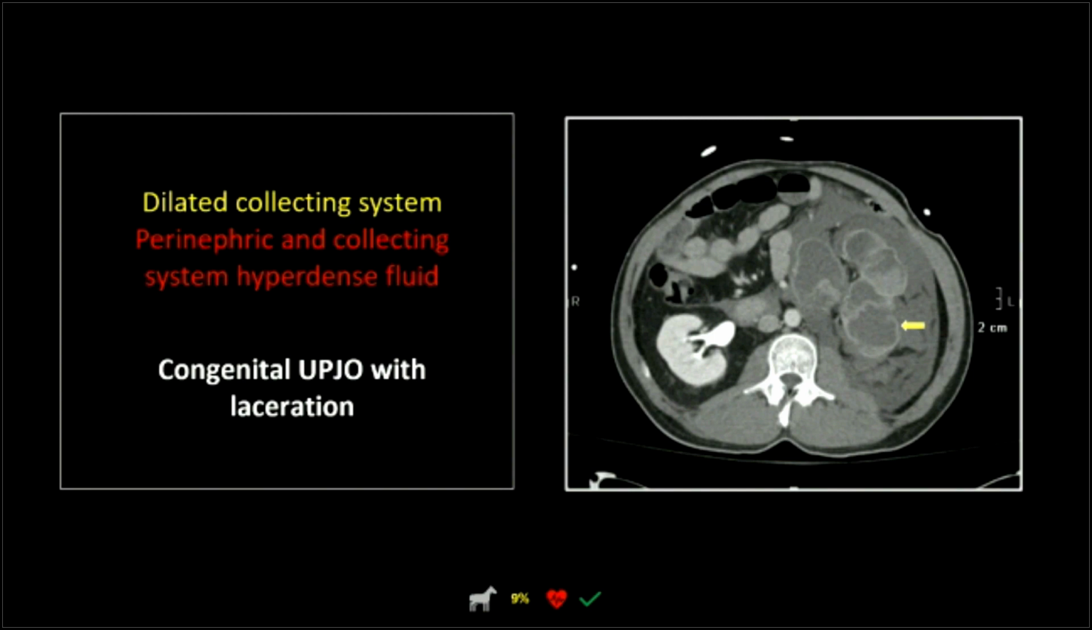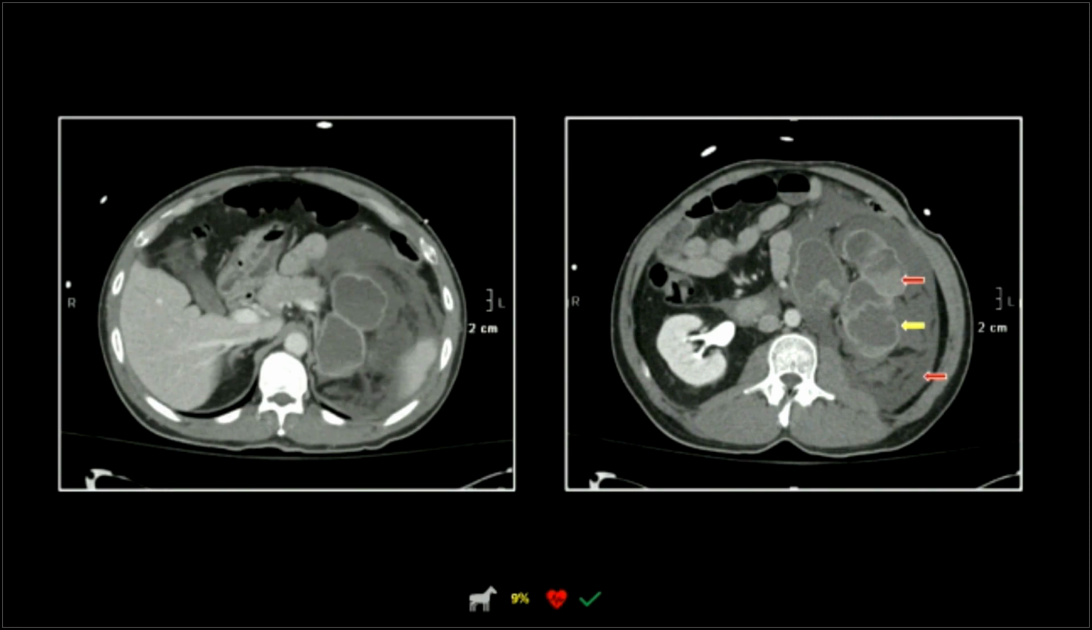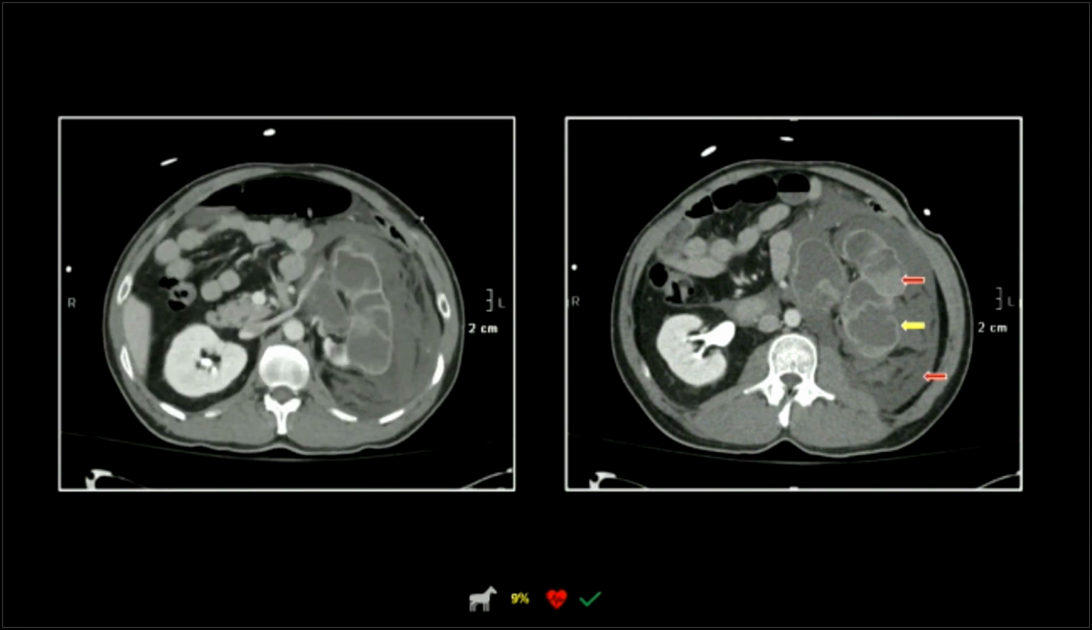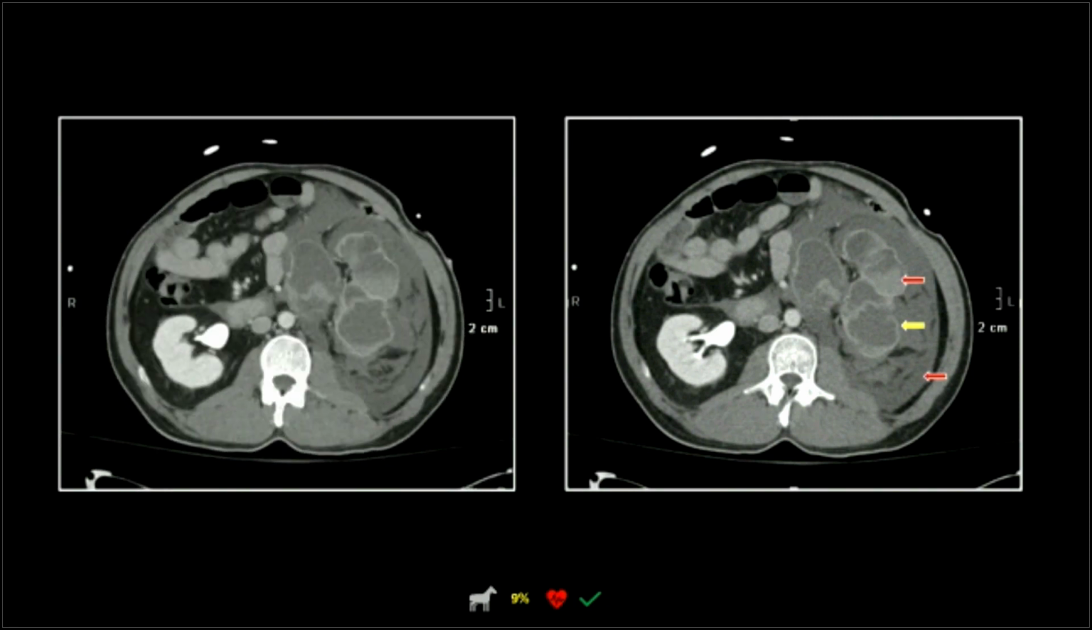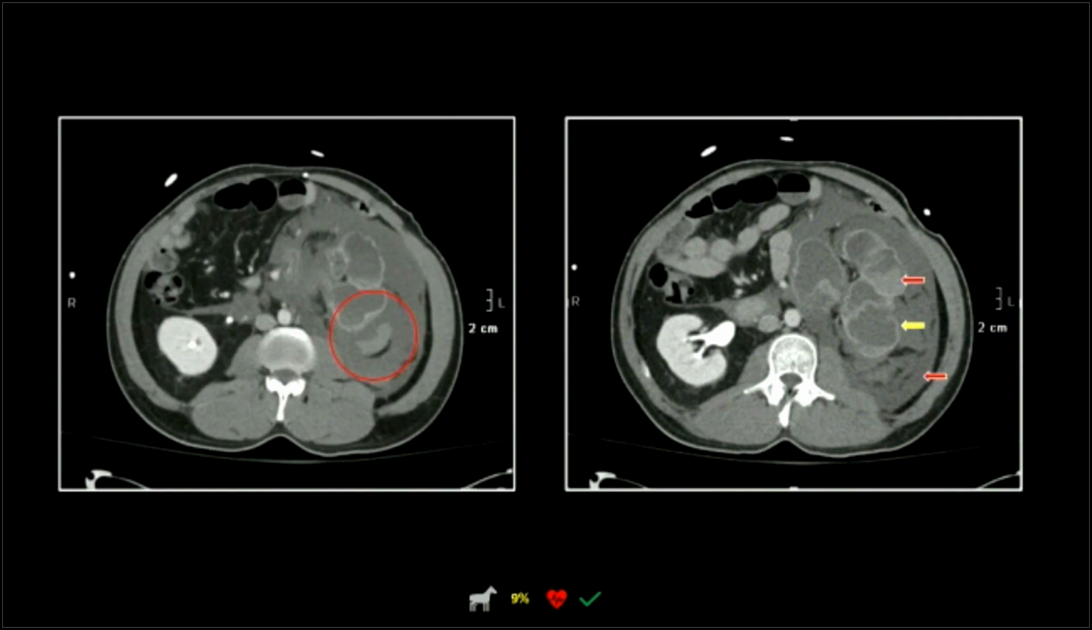This guy was actually kicked by a horse, so it wasn't a small amount of trauma, but you can see there's the kidney all dilated up, almost entirely collecting system at this point. And there's just extensive hemorrhage both within the collecting system and surrounding that kidney. So you can see that now it's all just rim enhancement, and there is a focus of actual extravasation there.